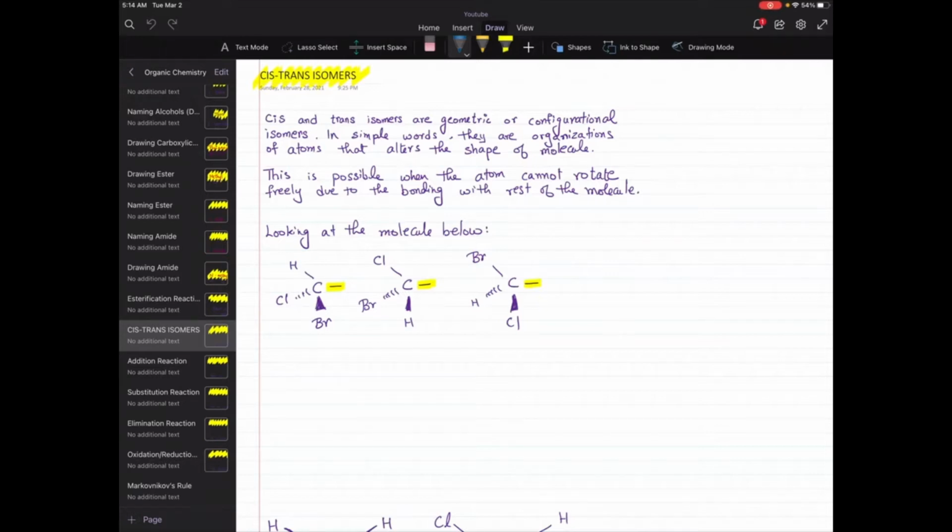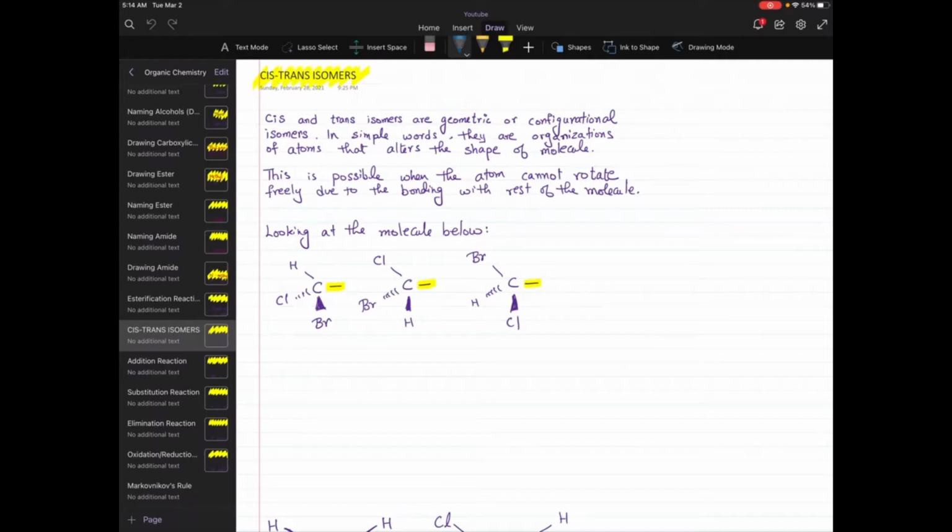Cis and trans isomers. I have a new lesson for you about cis and trans isomers. This is the most commonly asked question: what are isomers? And they are harder than regular organic compounds because they require visualization of the molecule and rotation along its axis. So let's look at what they are.